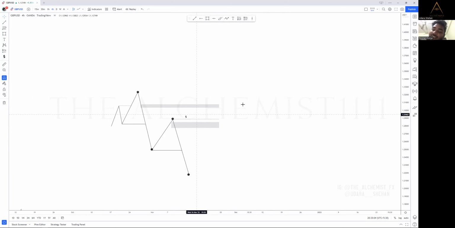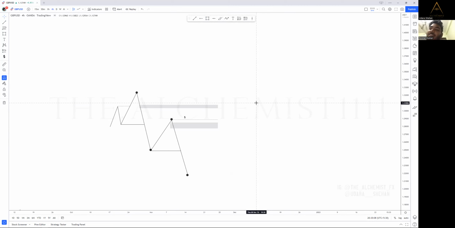So I trade in EURUSD. I have a screenshot of this trade. Let's go through it.